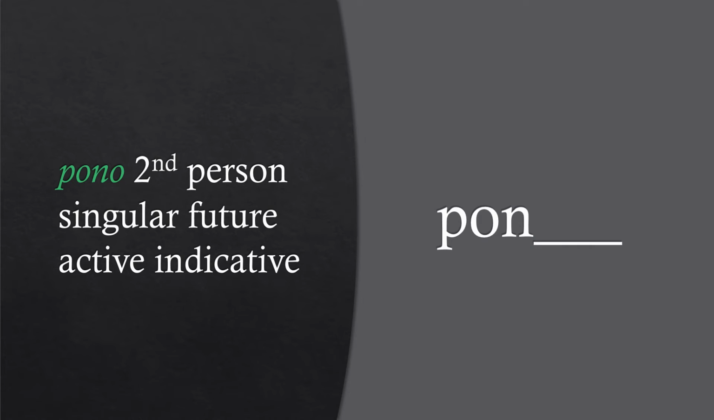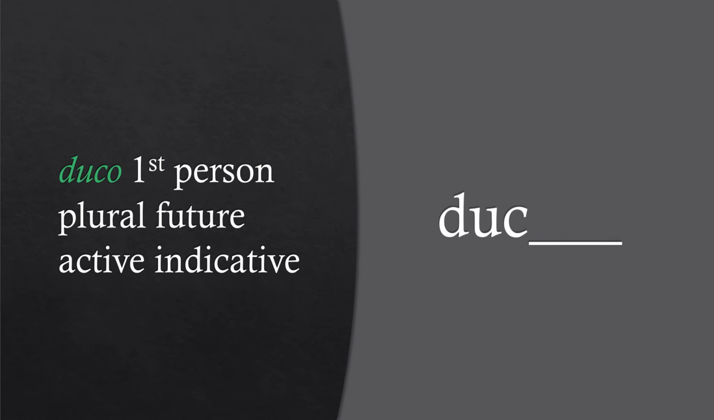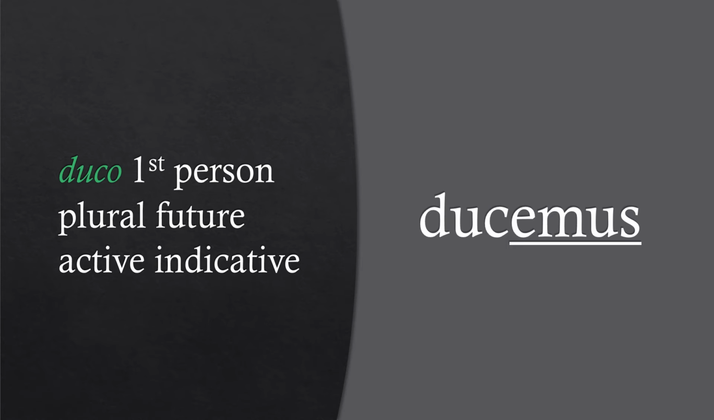Conjugate pono in the second person singular future active indicative form. The correct form is pones. Conjugate duco in the first person plural future active indicative form. The correct form is ducemus.